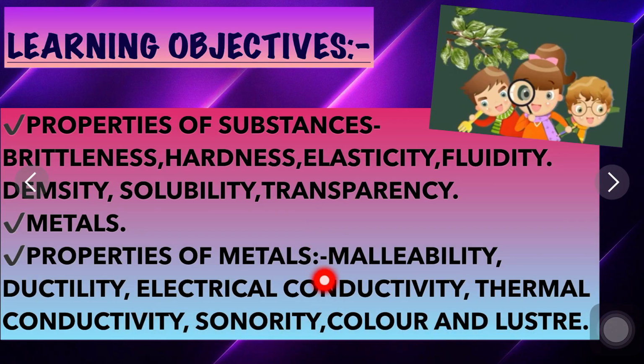Students, now have a look at the learning objectives of this module. In this module, we are going to learn about properties of substances, that is brittleness, hardness, elasticity, fluidity, density, solubility, transparency, and next is metals. Properties of metals, that is malleability, ductility, electrical conductivity, thermal conductivity, sonority, color and luster. So students, let's begin with this module.